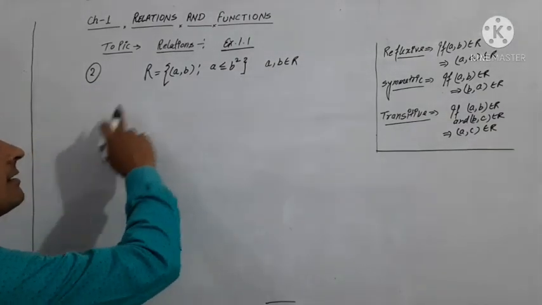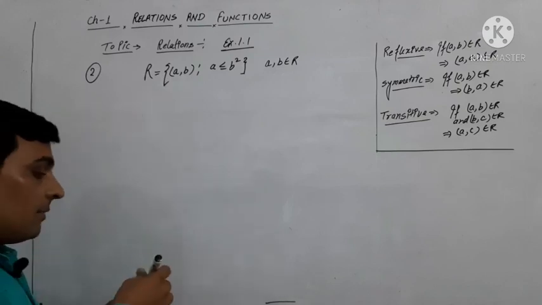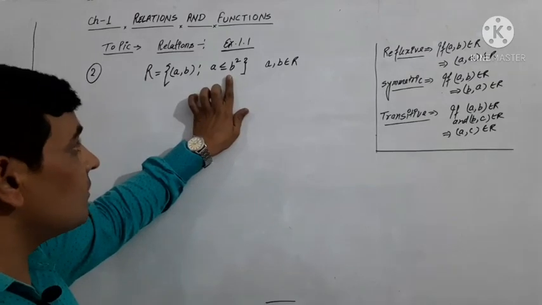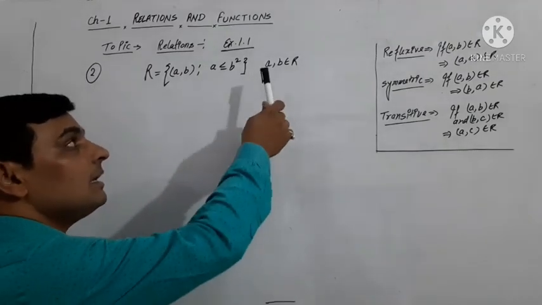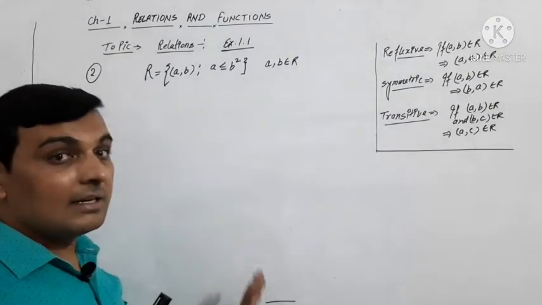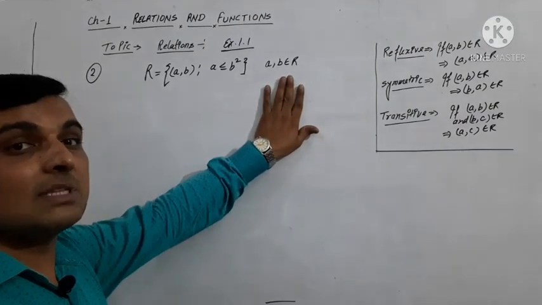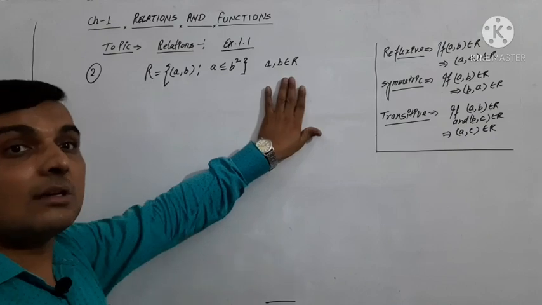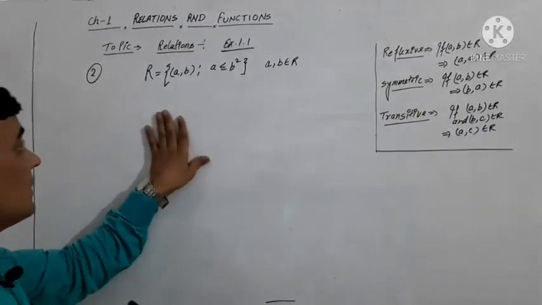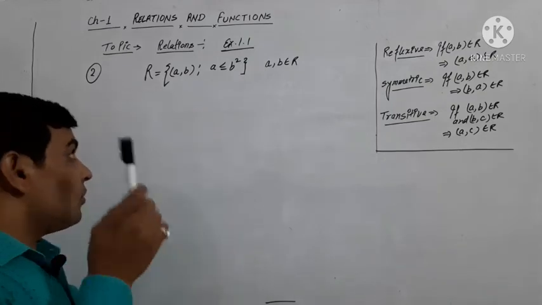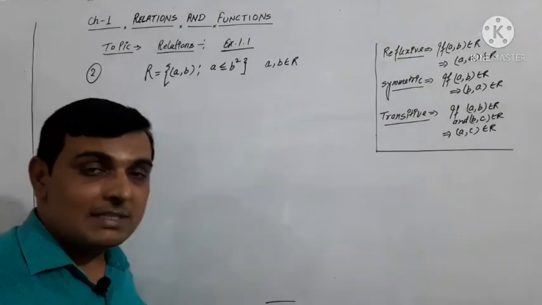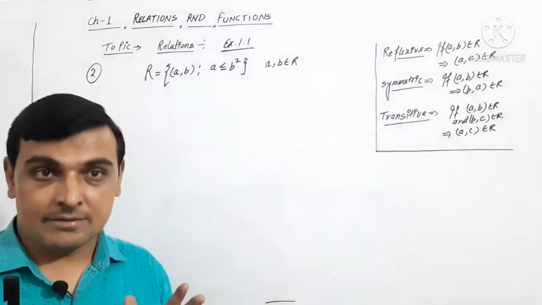Question number 2 is that a relation R is defined by (a, b) such that a is less than or equal to b square, where a, b belong to real numbers. What are real numbers? Real numbers are those numbers which can be represented on the number line. You know very well, na? So in this question we have to show that this relation is neither reflexive, nor symmetric, nor transitive.